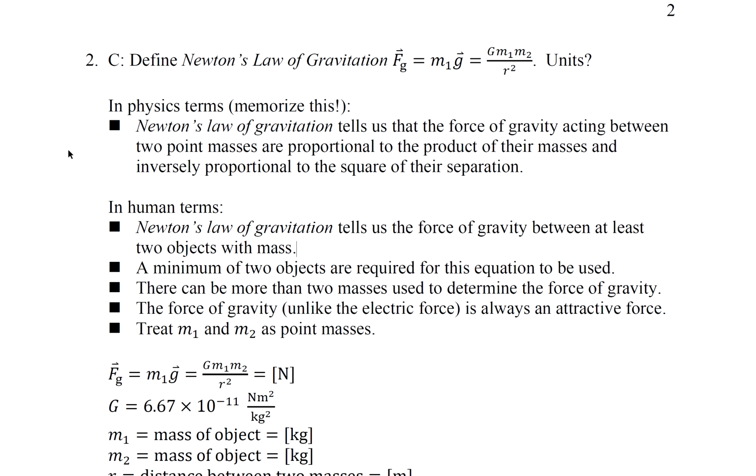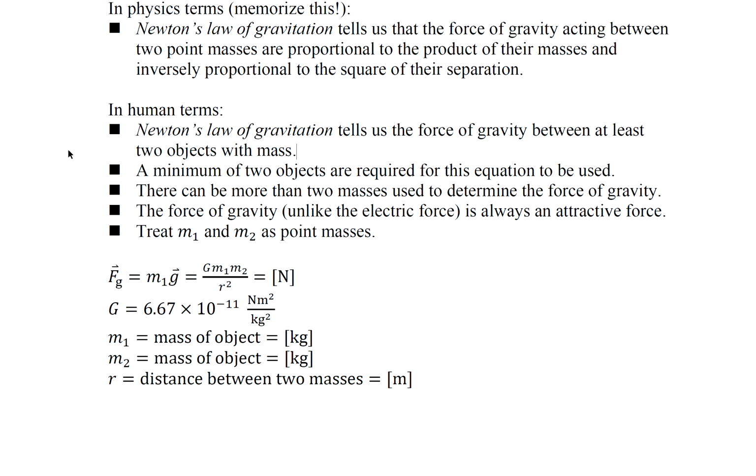The force of gravity, unlike the electric force, is always an attractive force. And treat m1 and m2 as point masses. So big G is the gravitational constant, 6.67 times 10 to the minus 11. We'll see examples of this equation in use at the end of this video, hopefully.